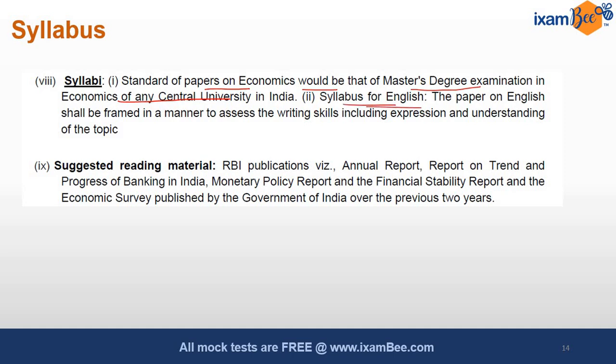And the English descriptive paper, which is there in paper 2, is similar to what we have discussed in detail about the RBI Grade B exam for journal also. Please go through those videos. Of course, the English paper can only be in English to assess your writing skills, including expressions and understanding of the topic. Suggested reading material, it says, is the annual report, reports on trend and progress in banking, monetary policy report, financial stability report, and the economic survey published by the Government of India for the previous 2 years.